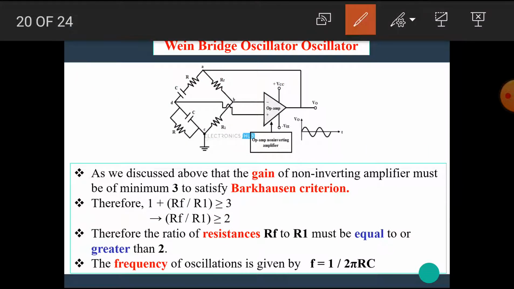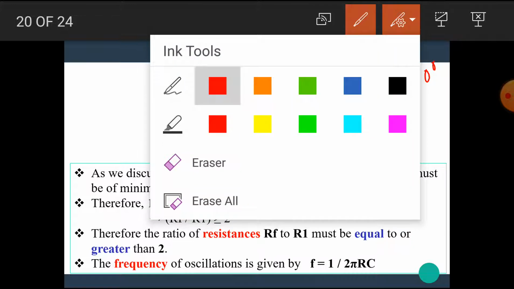Okay, as we discussed above, the gain of the non-inverting amplifier must be a minimum of 3 to satisfy the Barkhausen criteria. I hope you all remember the Barkhausen criteria. The Barkhausen criteria states that for any circuit to work as an oscillator, it must satisfy two conditions. The two conditions are: the total phase shift around the entire loop must be 0 degrees or 360 degrees, and the product of the gain and the feedback fraction should be 1. These are the two conditions.